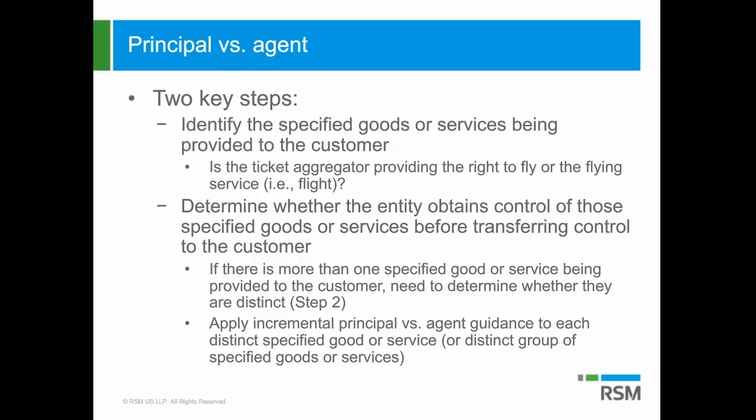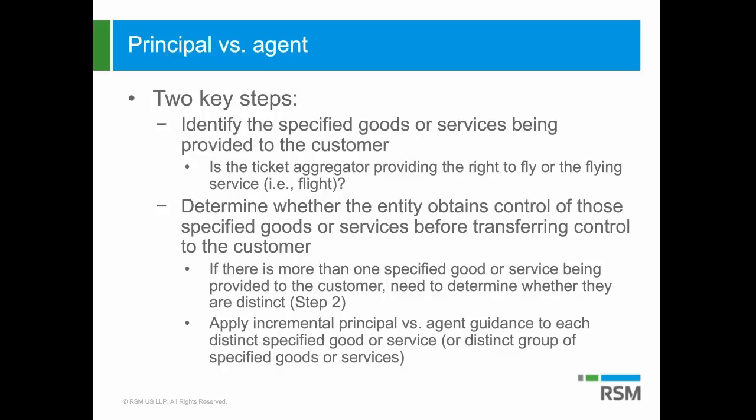So there are two key steps in this evaluation. First, you have to figure out what the specified goods or services are that I'm providing to the customer. That's what you're going to evaluate to determine whether you're a principal or an agent. This one can get a little confusing when you're evaluating the specified goods, but the key part to evaluate is: are you providing the goods themselves, or are you just providing a right to those items?